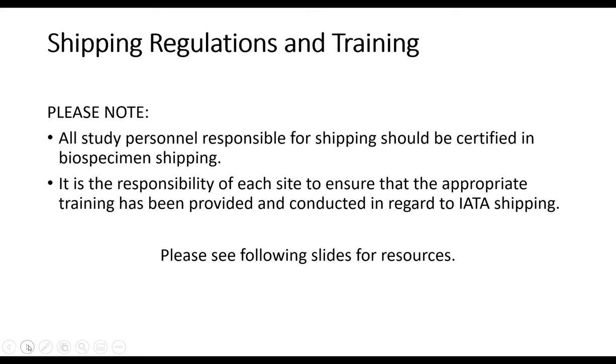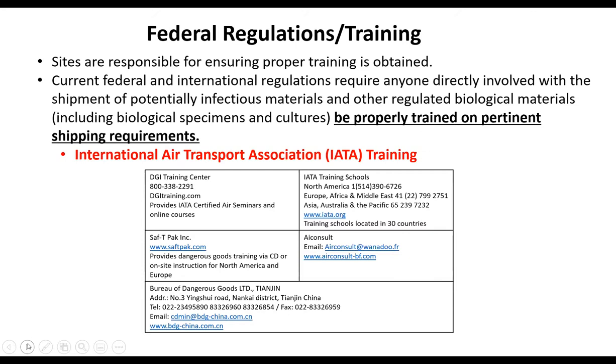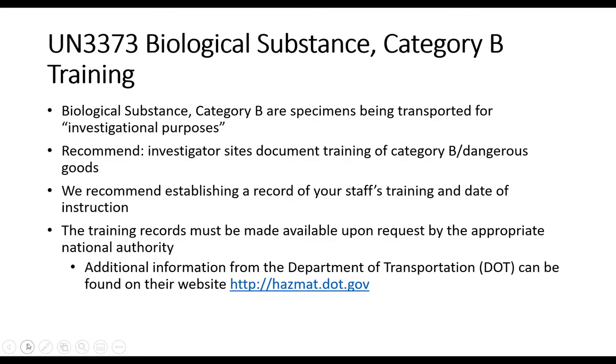Of course, everybody doing shipping needs to have training on shipping. So we just provide a few resources for IATA shipping in case those are needed. Please feel free to check these out as needed. And in case it's helpful to know when doing that training, all of the samples that we're shipping will be shipped as UN 3373 biological substance category B. So that would be the training that you would want to do if you need to do training still.